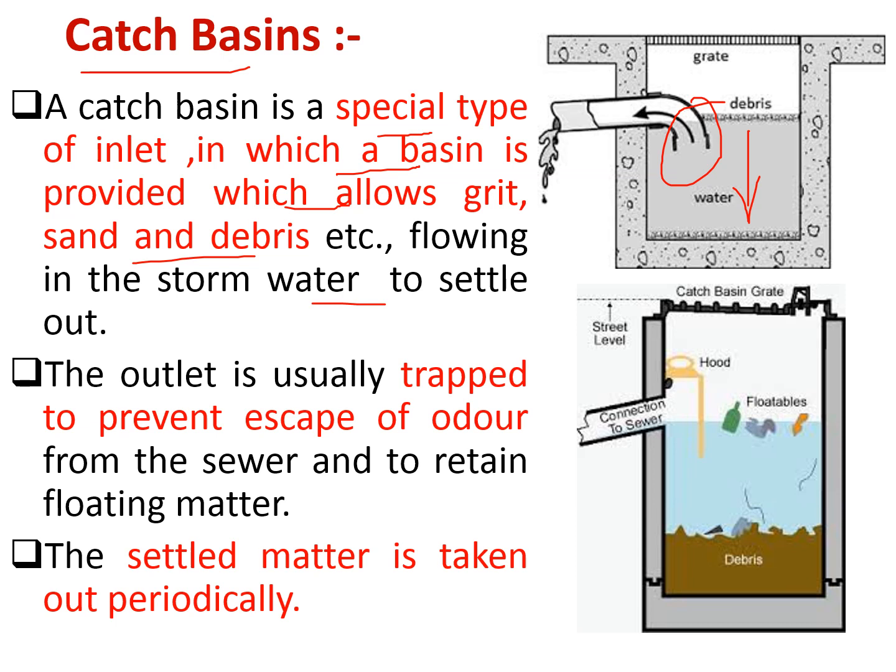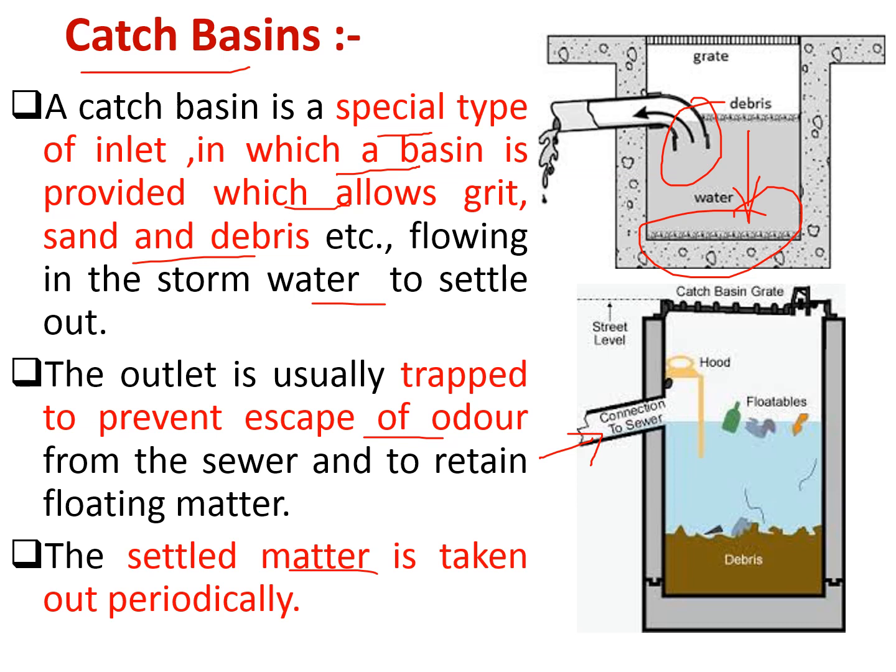If you are providing the outlet at a lower elevation, then all these debris etc. will also move along with it. But here the outlet is provided at a higher elevation, so the debris etc. that is collected at the bottom will not come up in your outlet water. The outlet is usually trapped to prevent the escape of odor, because if you are not providing a trap, then there are chances that some foul gases may enter and pollute.